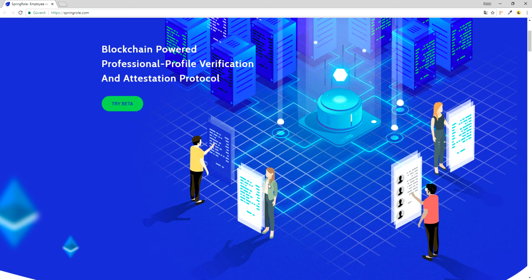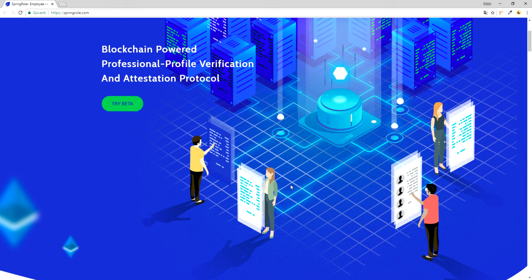SpringRole's goal is to make business negotiations and recruitment more practical using blockchain technology. With SpringRole, people will have a chance to prepare their profile very accurately. And SpringRole's difference from traditional business platforms is that the data contained in people's profiles can be verified. Let me give you a quick example as to how this works.